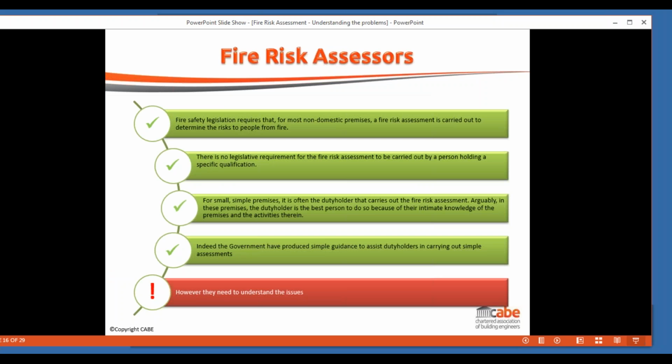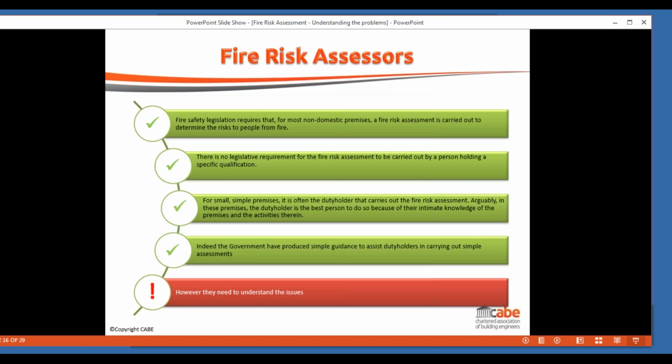So the question is, I suppose, who's going to do this fire risk assessment for us? And, you know, is it something we can attempt to do ourselves? Well, certainly in England there's a requirement for the fire risk assessment, and it needs to be done to determine the risk from fire. The responsibility is placed on the person in control of the premises, and there's no specific legal requirement for the person doing the fire risk assessment to have a specific qualification. What is needed is an understanding of the issues and a competence to do it.